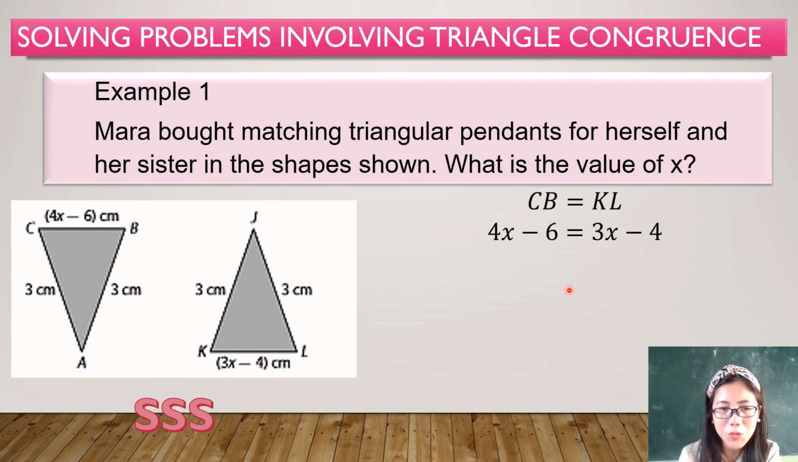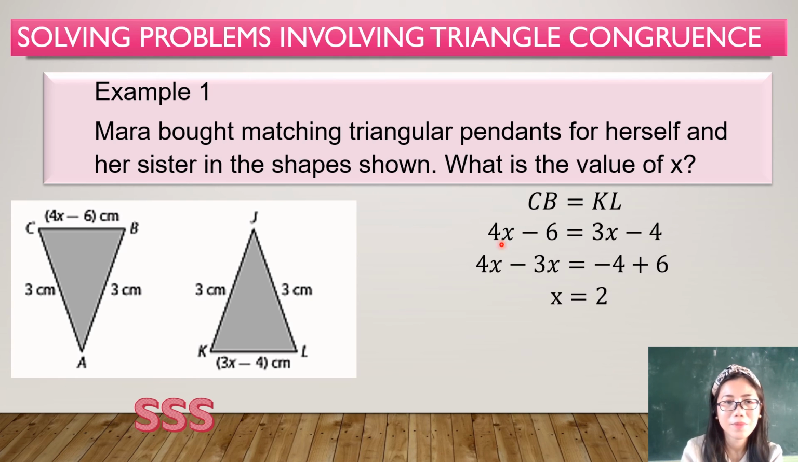So substitute: segment CB is 4x minus 6, KL is 3x minus 4. And then combine like terms. Transpose 3x to the other side, so you have negative 3x, and transpose negative 6 to the other side, that becomes positive 6. Then simplify 4x minus 3x, you have x, and negative 4 plus 6 is 2. So meaning to say, x is 2.